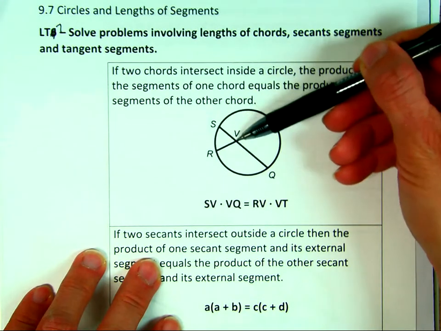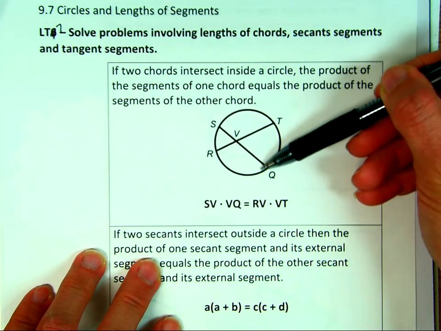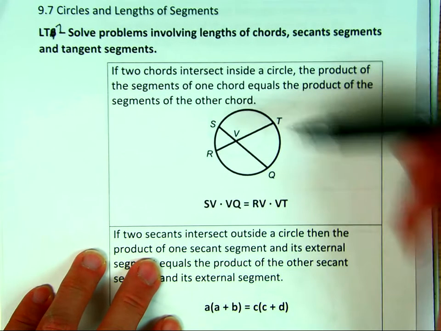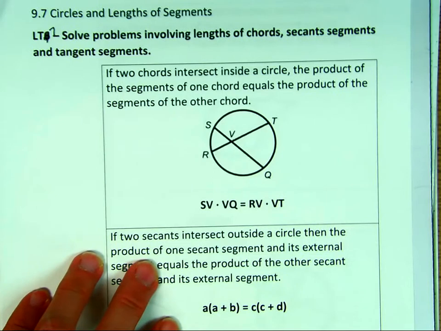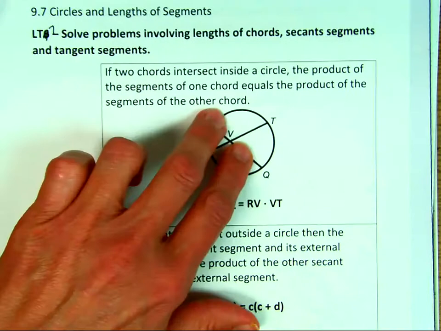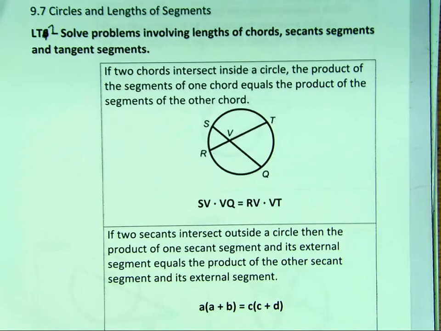So you just take this little piece times this little piece and set it equal to this piece times this piece. That's the formula. We'll do an example in a minute. But you're just multiplying these two pieces and you set it equal to the other two pieces.